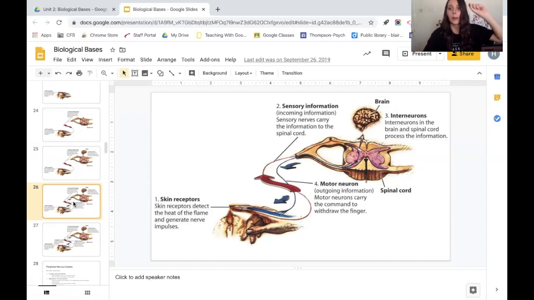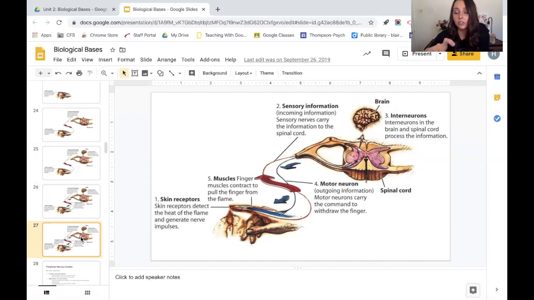And so then that message has to get back to your spinal cord. So the interneurons take it back to the spinal cord, and then the spinal cord activates the motor neurons that travel back to your finger and then allow you to move your finger off the flame, right? So it's that 5-step process. You've got your sensory neurons to your spinal cord, interneurons from your spinal cord to your brain, interneurons back from your brain to your spinal cord, and then your motor neurons from your spinal cord back to your finger.